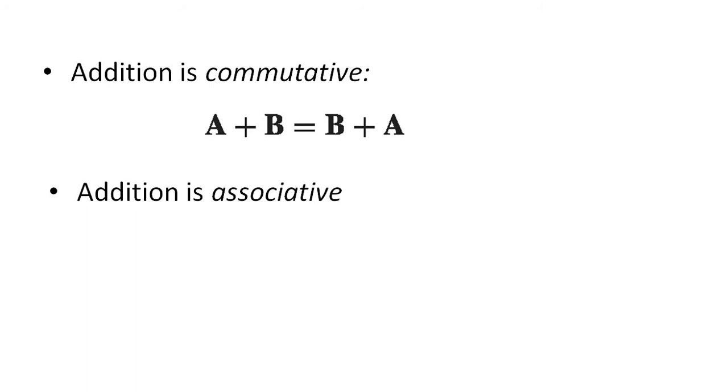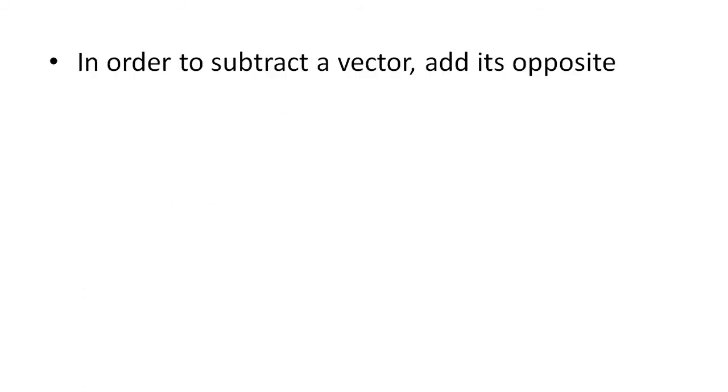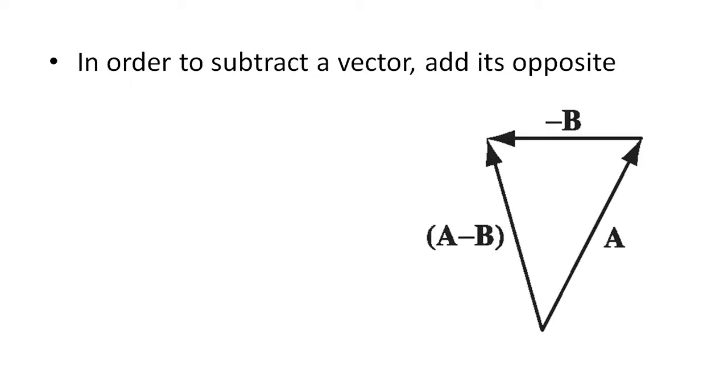Now, some properties of addition. Addition is commutative. That means A plus B is equal to B plus A. Addition is associative. A plus B plus C equal to A plus B plus C. In order to subtract a vector, add its opposite. That means to subtract the vector B from A, add minus B to A. That means A minus B is equal to A plus minus B.